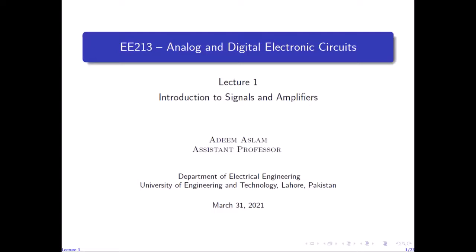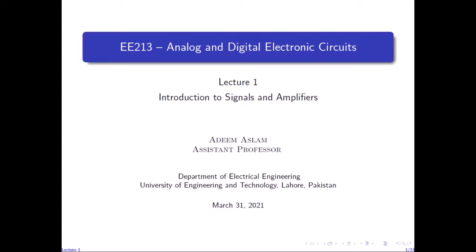I've also mentioned a couple of reference books, one of which is titled Fundamentals of Microelectronics by Behzad Razavi, which is another very good book. So I highly recommend that you get this reference book as well.